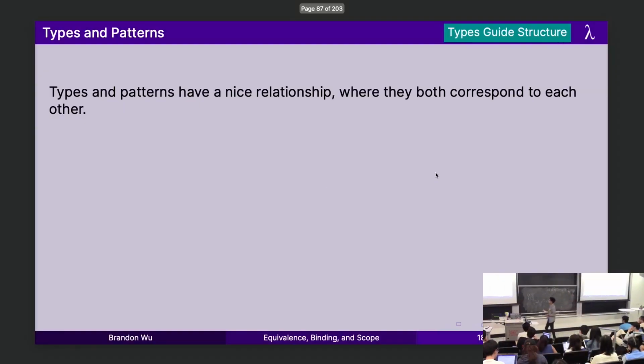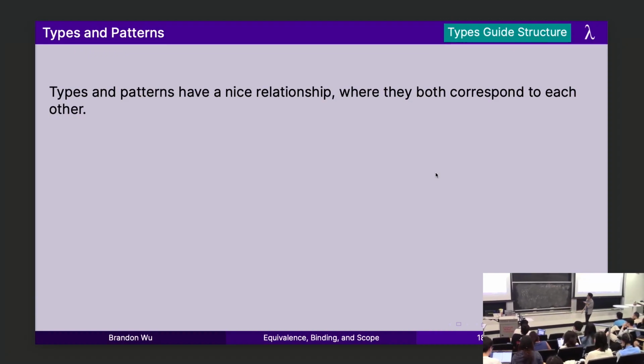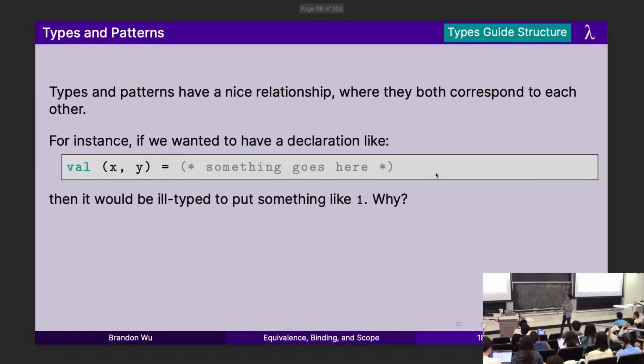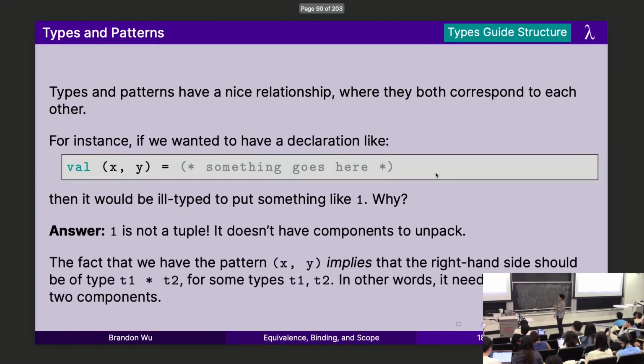That's a mistake. I have these things up here to remind you of the theses every now and then: types guide structure. When I have my type here, this int * int, and this pattern, that's correlated with the pattern itself. So if I have a tuple pattern, I expect a tuple value here.